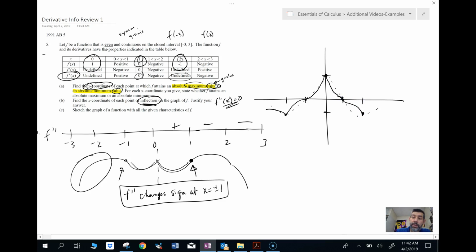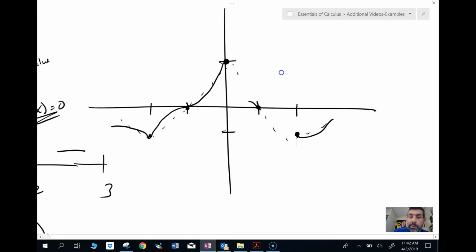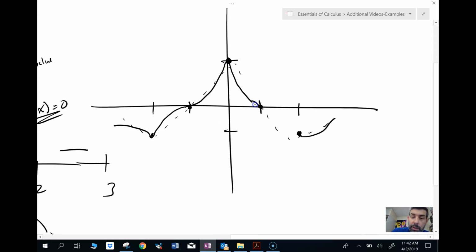Dude, I cannot write right now. Sorry about that. Concave up. All right, something like that. I think they'll be okay with that. You know, your handwriting doesn't need to be perfect. Let me zoom in here. Like that. Okay, just as long as you show the concavity and you get your points in the right place.